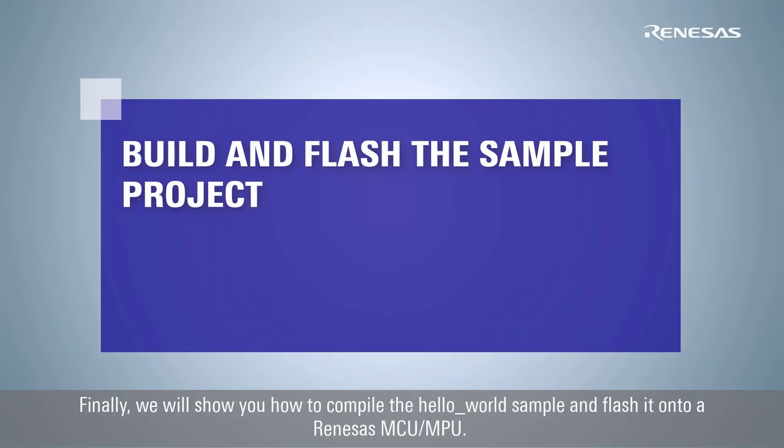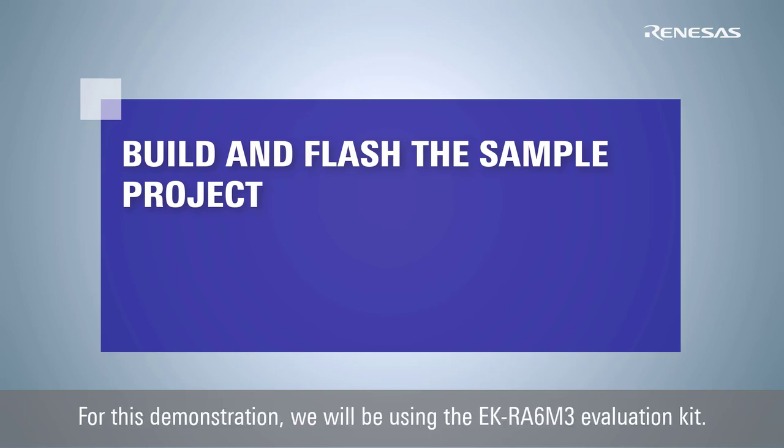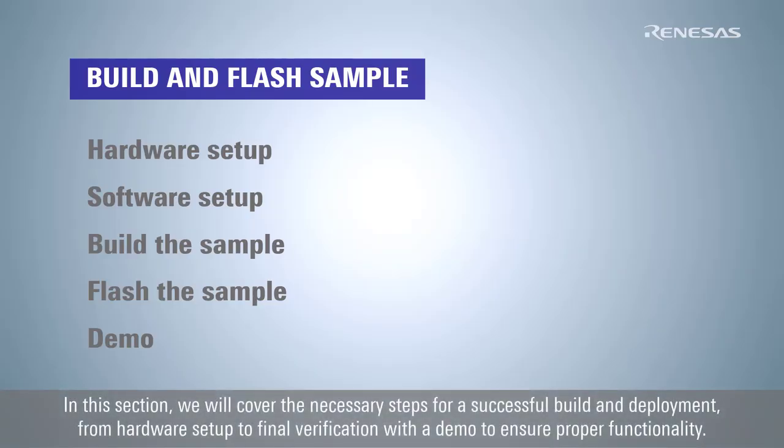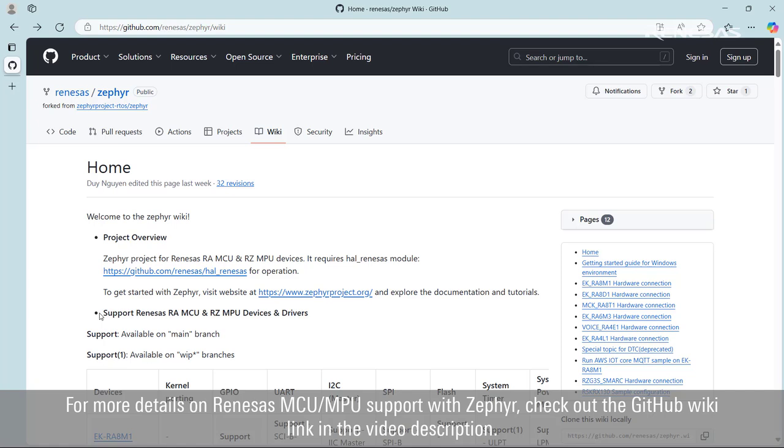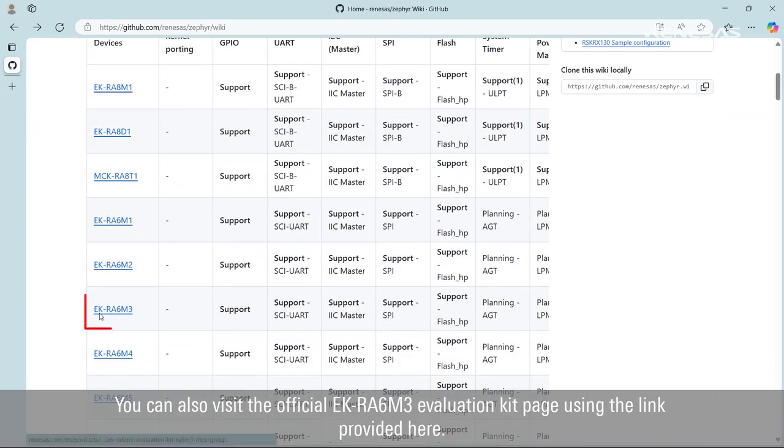Finally, we will show you how to compile the Hello World sample and flash it onto a Renesas MCU or MPU. For this demonstration, we will be using the EKRA6M3 evaluation kit. In this section, we will cover the necessary steps for a successful build and deployment, from hardware setup to final verification with a demo to ensure proper functionality. For more details on Renesas MCU or MPU support with Zephyr, check out the GitHub wiki link in the video description. You can also visit the official EKRA6M3 evaluation kit page using the link provided here.